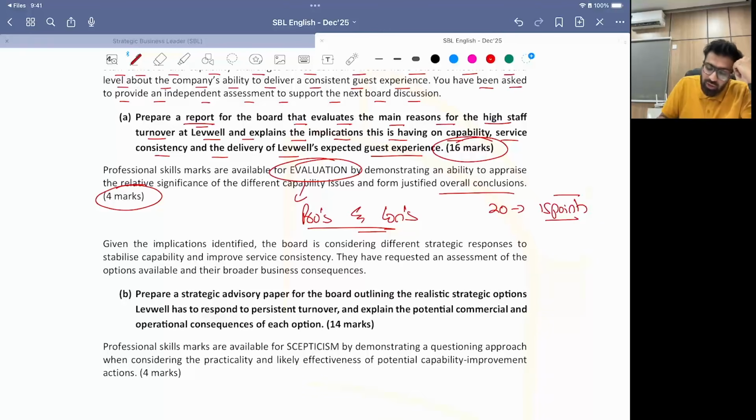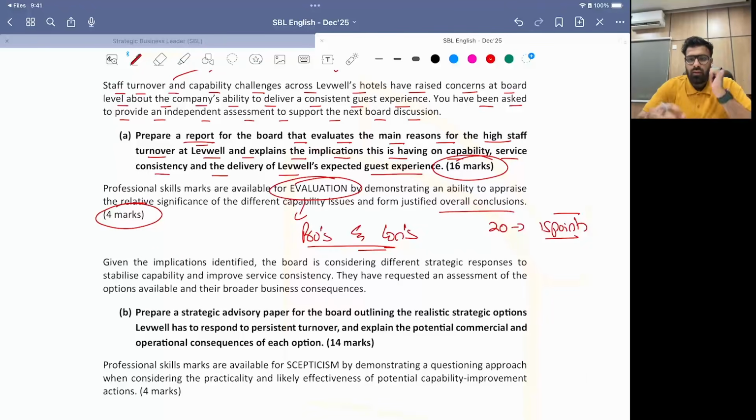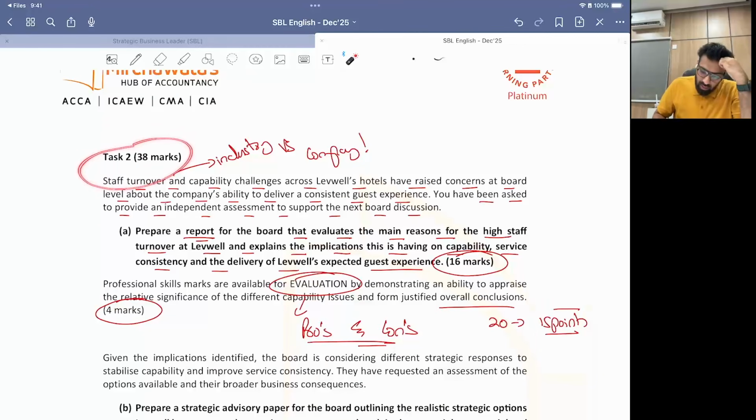Sir, but what happens to that rule that 1 point equals 2 marks? I don't care, guys. I need to write more. The paper is easy. The paper can be drafted on keyboard. So the more you answer, the more points you get, right? Yes, sorry. Task two was pertaining to implications on capability, service consistency, and delivery of guest experience.